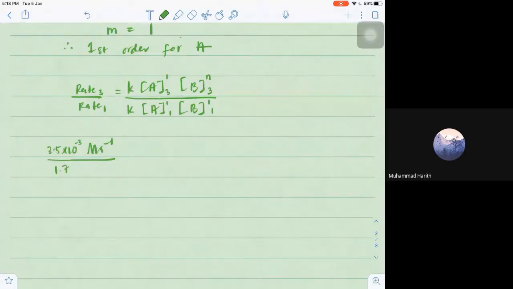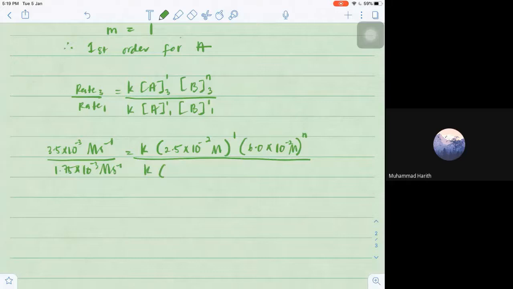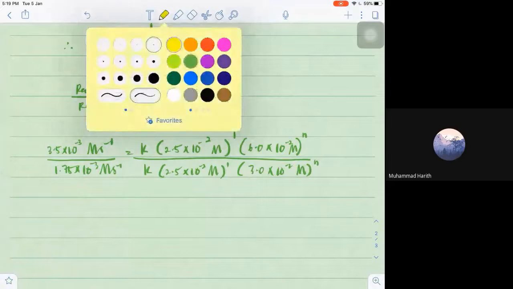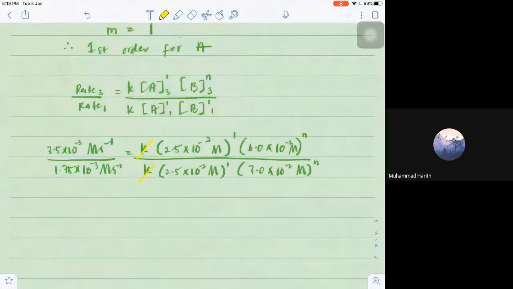exponent negative 3 molar per second, equal to K, concentration of A in experiment 3 is 2.5 exponent negative 2 molar, power of 1, concentration of B is 6.0 exponent negative 2 molar power of N, over K, concentration of A in experiment 1 is 2.5 exponent negative 2 molar power of 1, and concentration of B is 3.0 exponent negative 2 molar power of N.